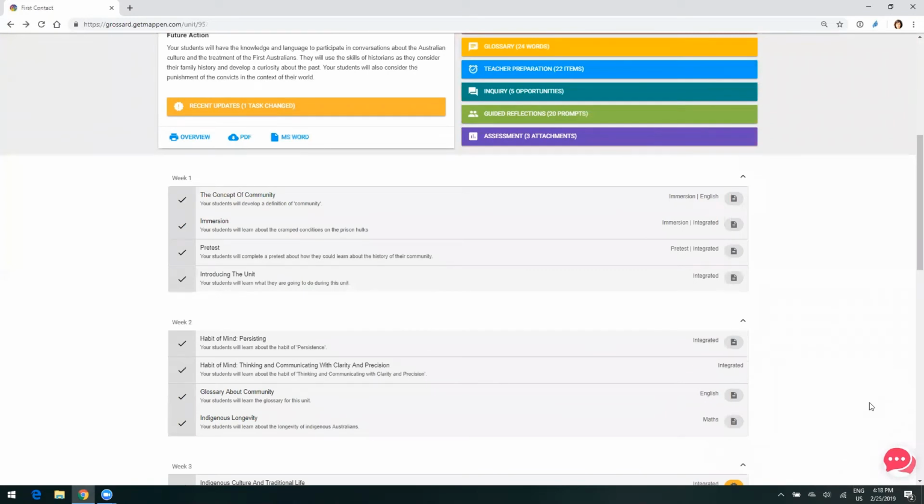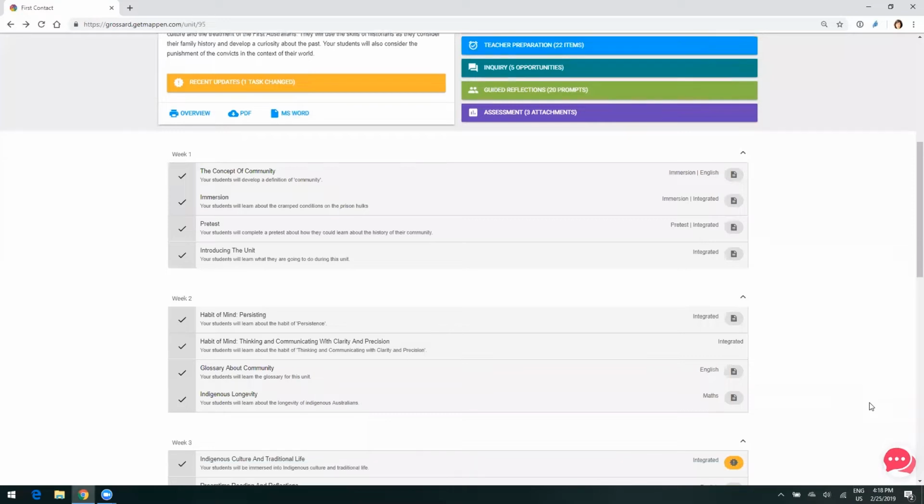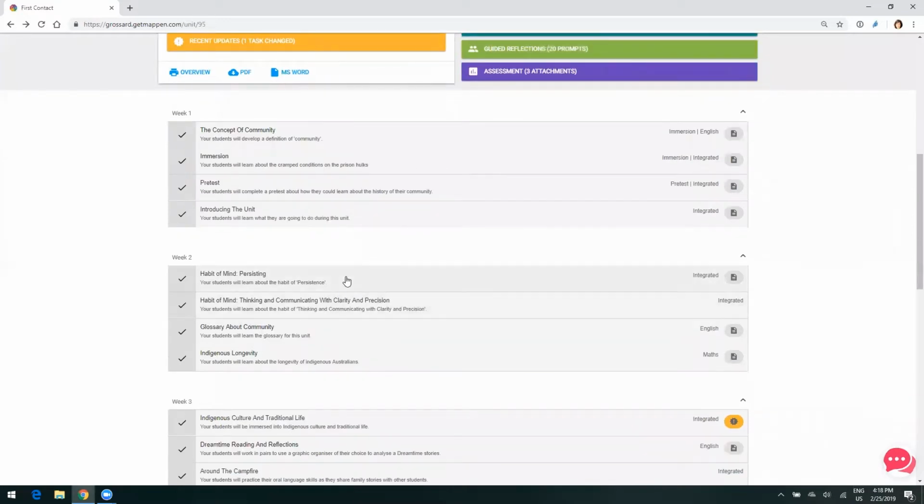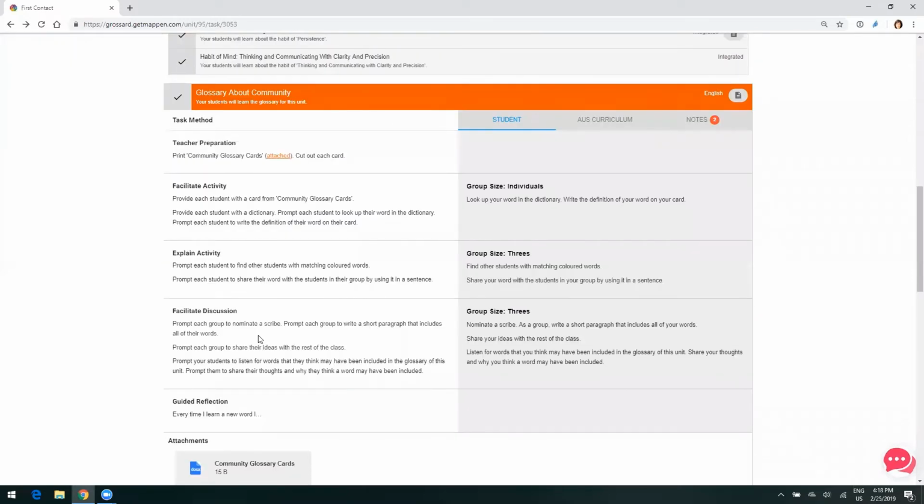And we're now going to be looking at a particular unit. I'm just going to open a task for you, and I'm going to start with one that's quite straightforward. It's a glossary task. So when I open a task simply by clicking on the title, what you see there is a basic intention of what the students are doing in the task.